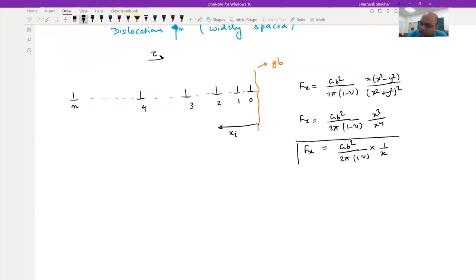So in this particular pileup case, the force between two dislocations depends upon the x value, right? The distance between these two dislocations. Okay.